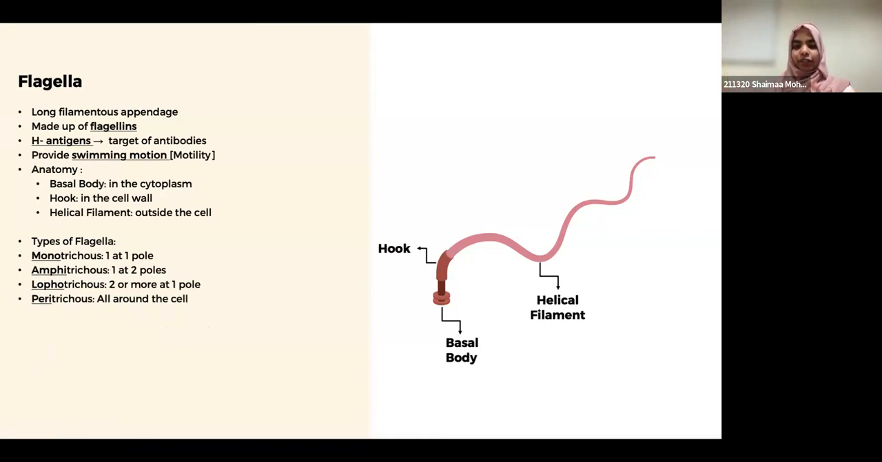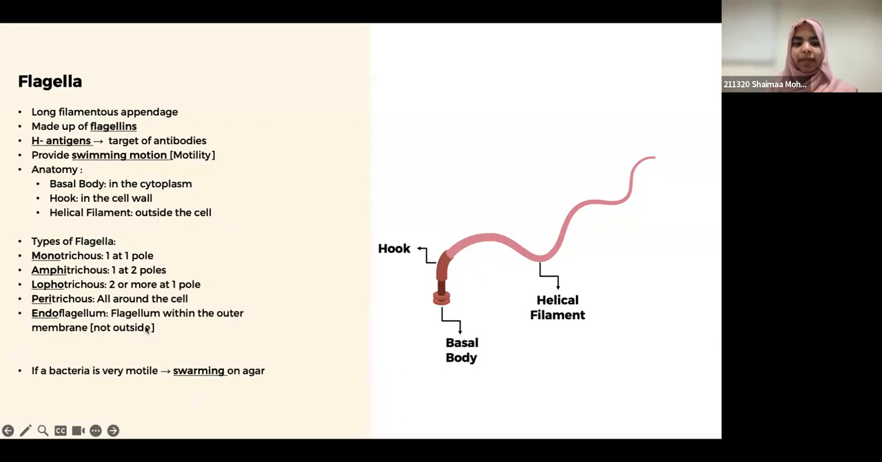So this has flagella all around the cell, okay? And then there's endoflagella. Endo means inside. So this time the flagella, instead of being outside the cell, it's within the cell, within the outer membrane. And we're going to talk more about these endoflagella, okay?